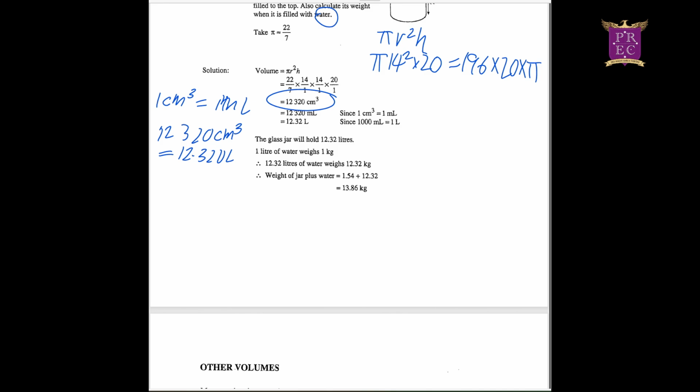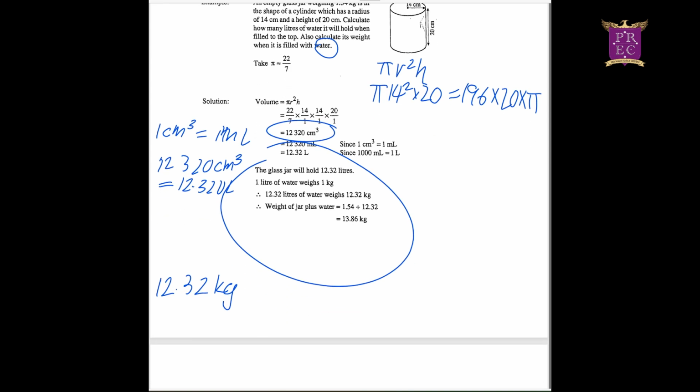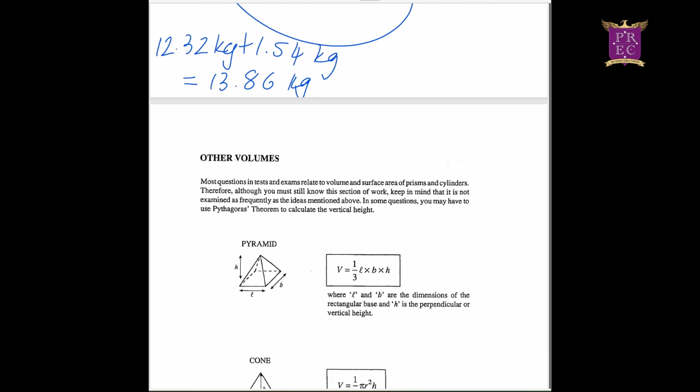If they ask you how much the weight is, you can have a look over here. They give you the weight of the water would be 12.32 kilograms, and then find the weight of the jar, which is 1.54, which should give you 13.86 kilograms. Okay, that's it. As easy as that. Let's have a look at other volumes.